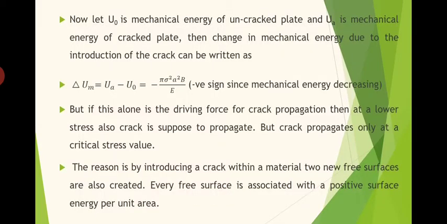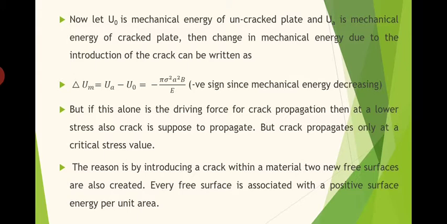Now let U0 be the mechanical energy of the uncracked plate. See, I have already told you, before cracking also, we are applying some stress. If fracture is not taking place, then that energy is there within that material. So U0 is the mechanical energy of an uncracked plate. The plate did not crack because of the application of stress. Now we are gradually increasing stress. So now UA is the mechanical energy of the cracked plate. See, finally the cracking is taking place. So UA is the final mechanical energy of the cracked plate, and U0 is the initial mechanical energy of the plate before cracking. So I have already told you this difference in mechanical energy is what contributes to the cracking.